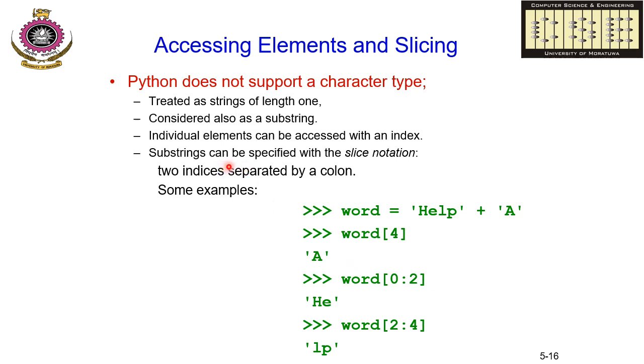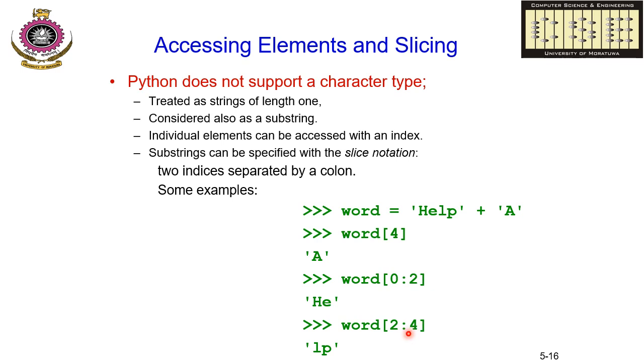And substrings can be specified with the slice notation. This is once again similar to what we did with lists. We can define the starting index, which will be included, and the stopping index, which will not be included. So when you say word[0:2], that means start from the beginning but stop at 2. Do not include index 2. That means H and E only, because index 0 and index 1 are H and E.